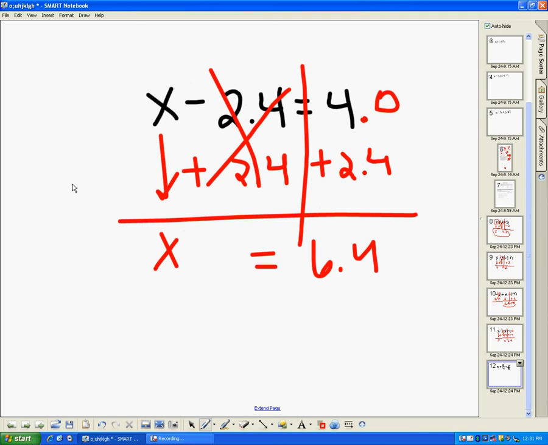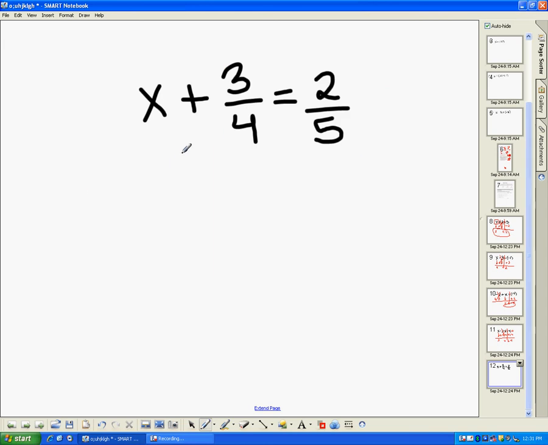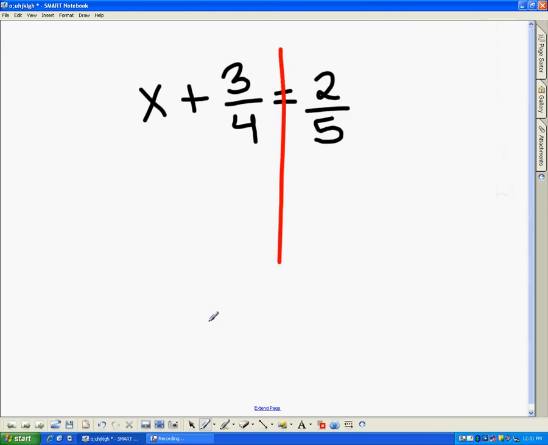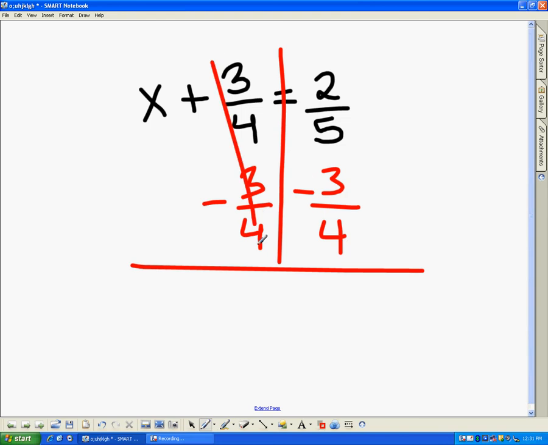And then again, this is also true for fractions. So you're going to have to remember your fraction rules, just like you have to remember your integer and your decimal rules. So we're going to subtract 3/4 here. That's a bad looking 3. I'm going to have to erase that, sorry. Okay, we're going to have to subtract 3/4 here from both sides. And all this cancels out, leaving us with x is equal to 2/5 minus 3/4.